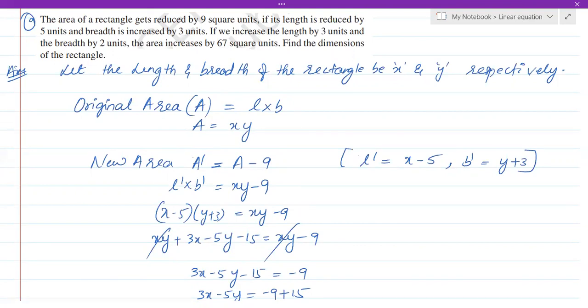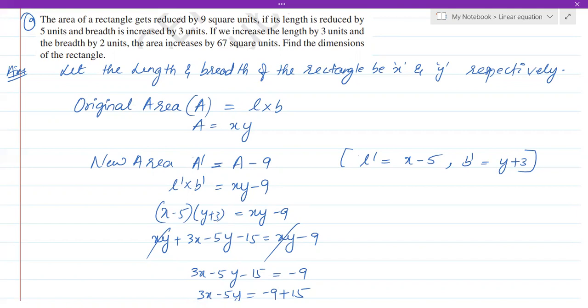So the new area A dash is how much? The area of the rectangle gets reduced by 9 square units. Earlier the area was A, so the new area will become A minus 9. So A dash is the new area. How do we calculate length into breadth? So L dash into B dash. What is L dash? x minus 5. What is B dash? y plus 3. Substitute it, you will get equation 1.